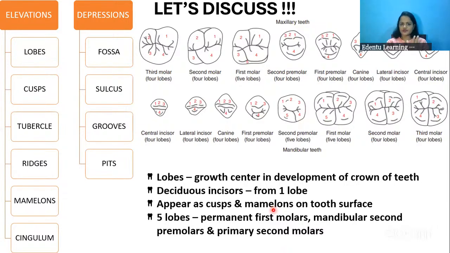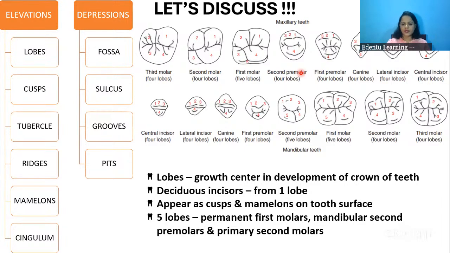So one lobe: the deciduous incisors develop mainly from one lobe. And four lobes: all other teeth like the permanent incisors, permanent canines, first premolars, and the maxillary molars, all except the mandibular first molar, are developed from four lobes. Five lobes: only special teeth like the permanent mandibular first molar, the mandibular second premolars, and the primary second molars develop from five lobes. So that you have to remember.